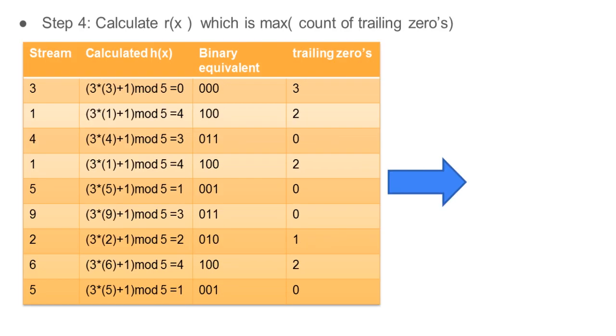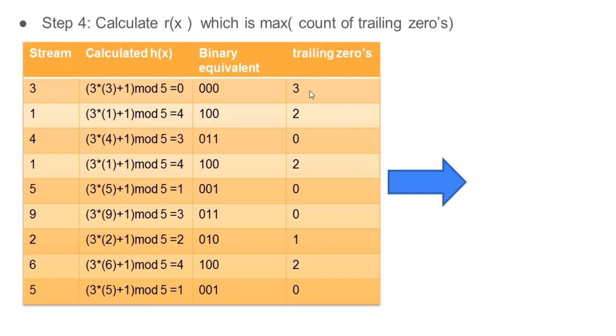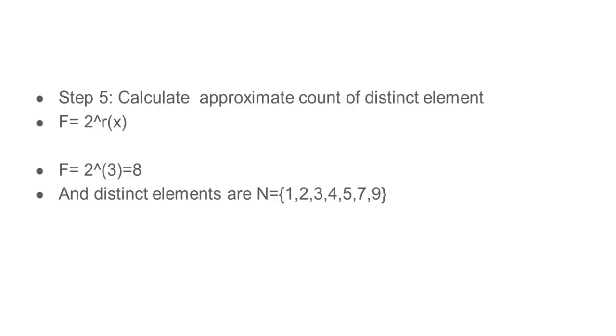In step 4, we will try to find out r of x, which is the maximum of the trailing zeros. If you can see, our trailing zeros, the same table we have taken over here, and we are trying to find out the maximum of 0, 1, 2 and 3. As we can see, the maximum of 0, 1, 2 and 3 is 3. So that is why r of x will be 3. So in step 4, we find the maximum of our trailing zeros, and we represent it as r of x.